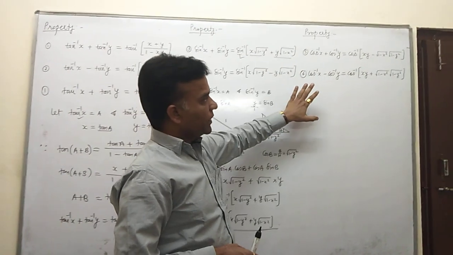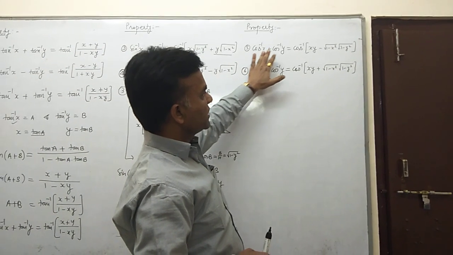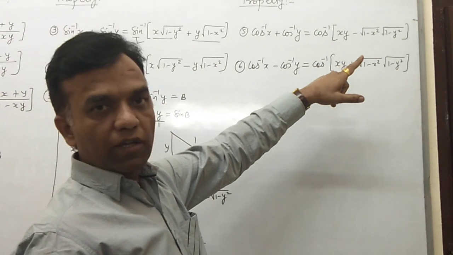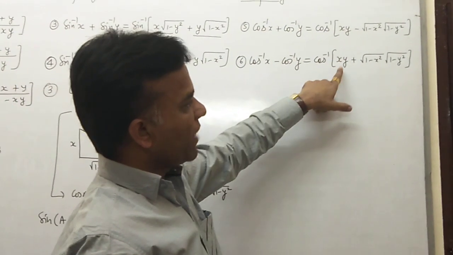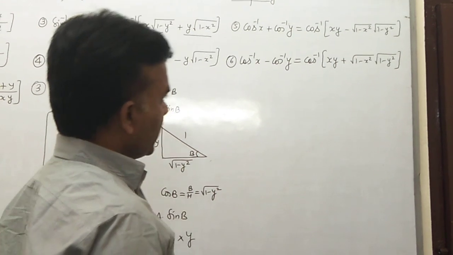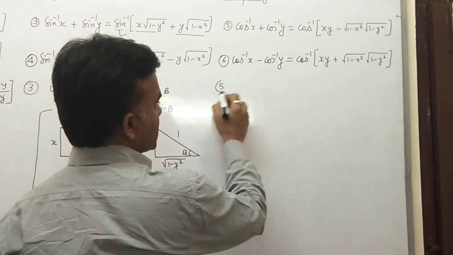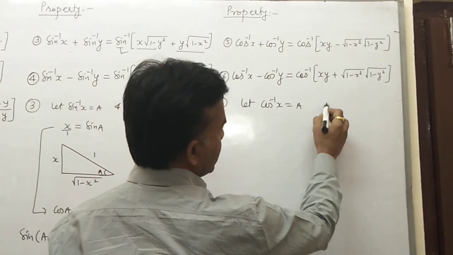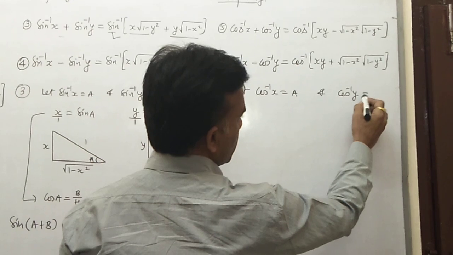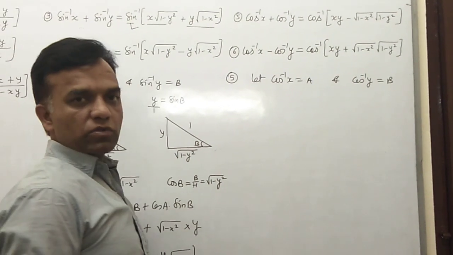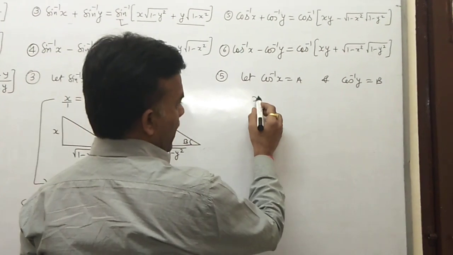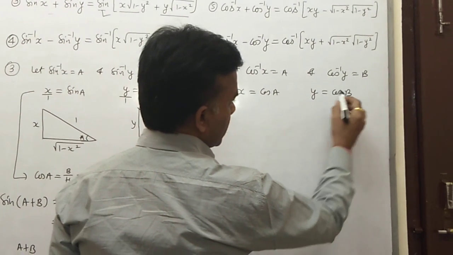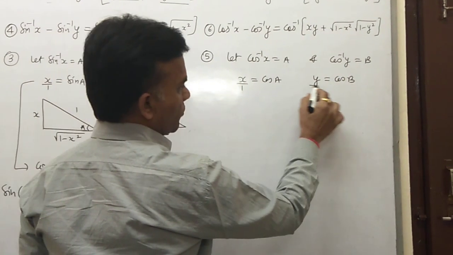Now we have the last property, given in the form cos inverse x plus cos inverse y equals cos inverse of xy minus under root 1 minus x square under root 1 minus y square. Similarly you have the minus formula, and you put in the same thing. Again you use the same concept and the same assumption. Let cos inverse x equal a and cos inverse y equal b. Then x equals cos a, y equals cos b, so x upon 1, y upon 1.